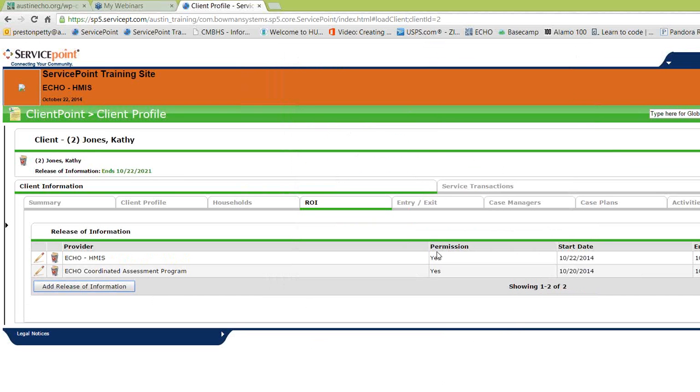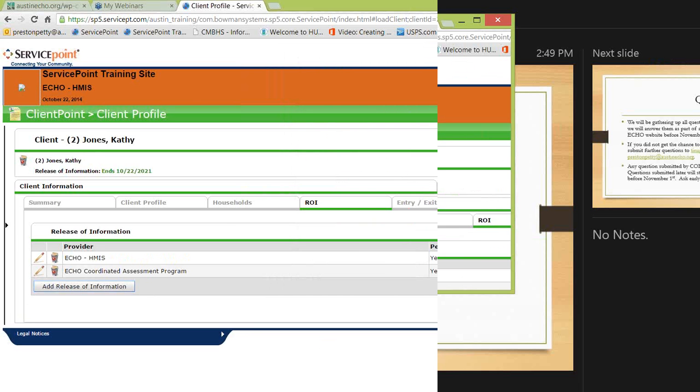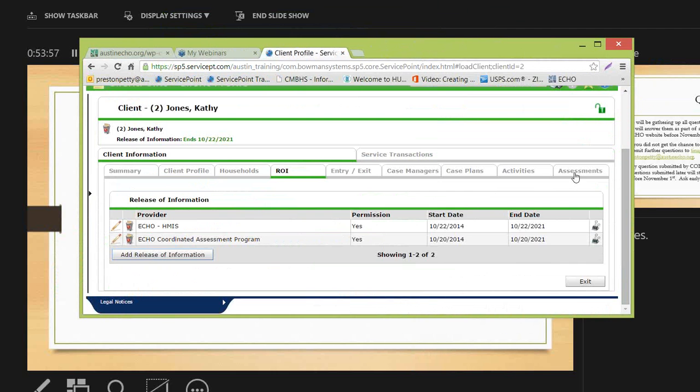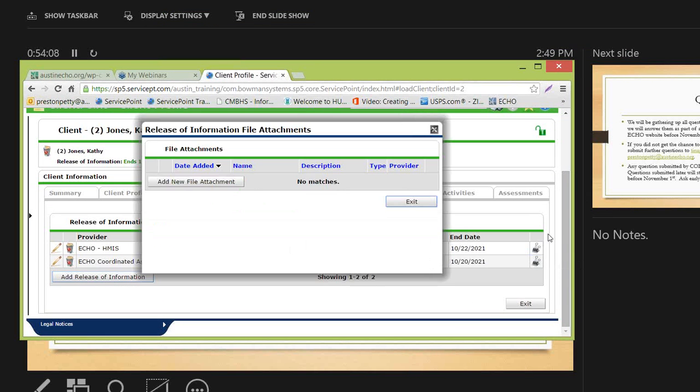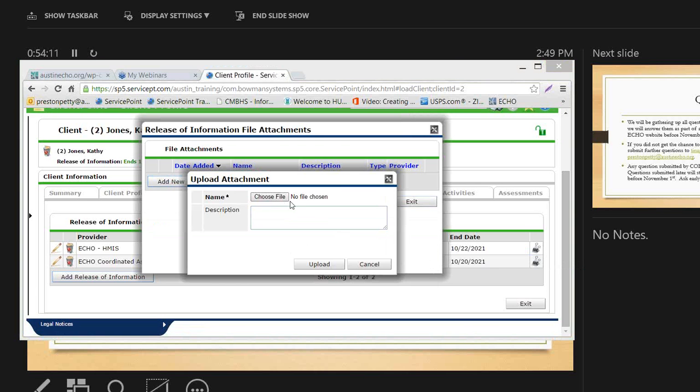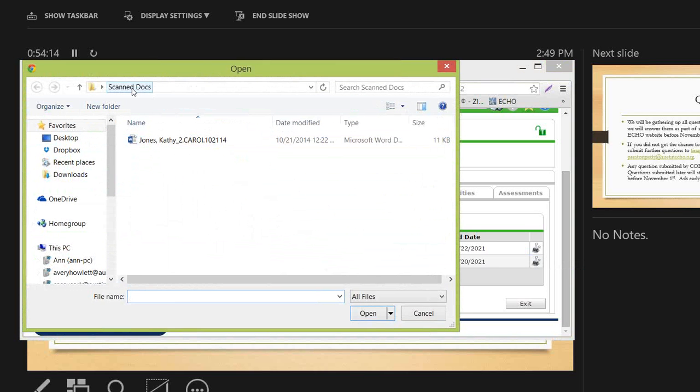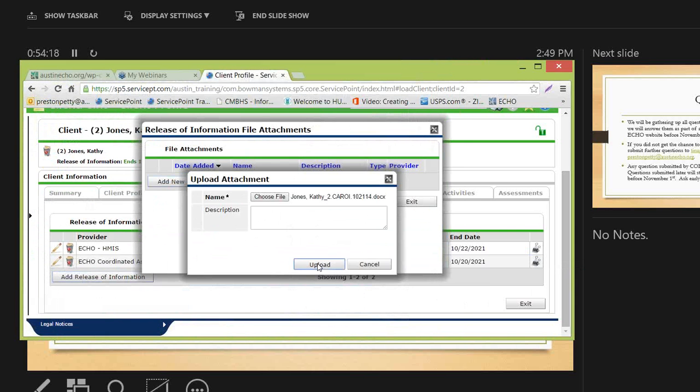This is the actual ROI entry, and now I have the option of uploading her ROI. Unfortunately, this little thing is in the way. Can you see my screen? No, you can't. Okay, so you can't see the very right hand of my screen, so we're going to shrink it down a bit so you can actually see. There we go. This is the little paperclip icon I was talking about. So if you want to upload a file, just click on there. Go to Add New File Attachment. And wherever your agency saves documents, I've created a folder called Scan Docs. Click on it, open, upload.